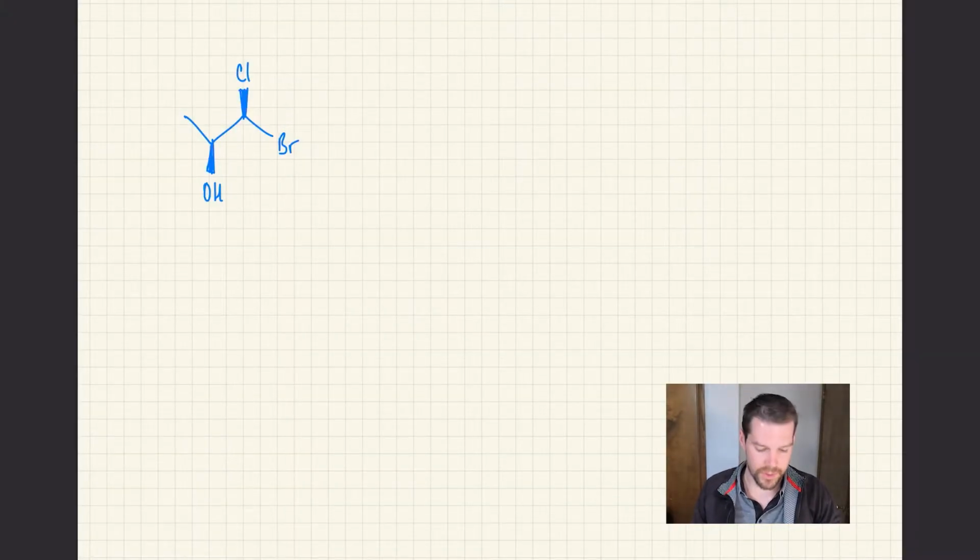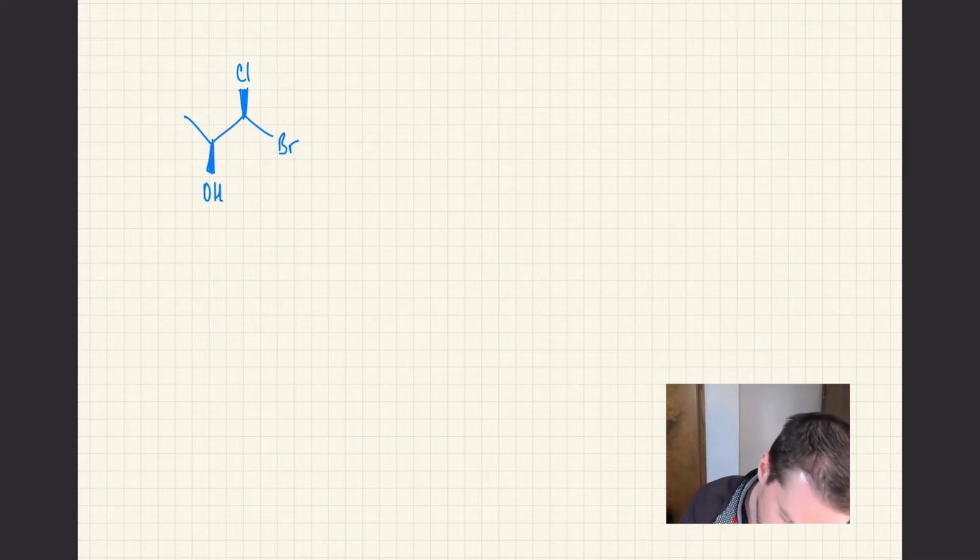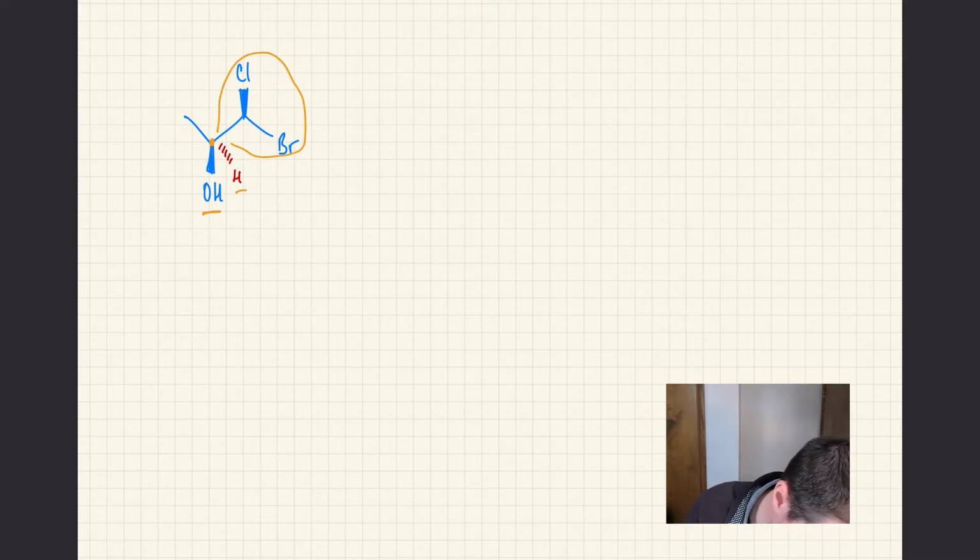All right, here we have problem number 2. So first thing we want to do is identify our chiral carbons. I'm going to look at this carbon first. And what I'm going to do is draw the hydrogen that's not already drawn on there. So if I look at this, I have an alcohol, I have an H, I have whatever this whole mess is, and then I have a methyl.